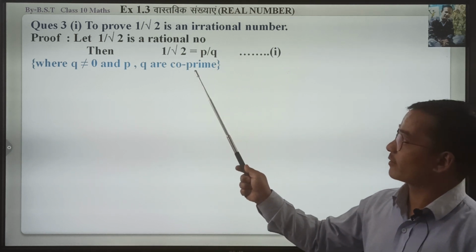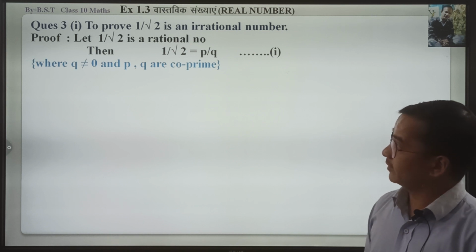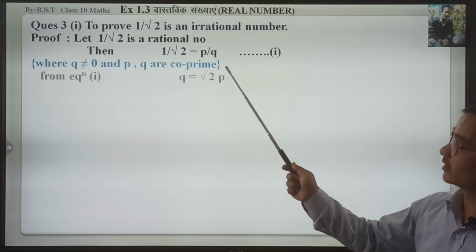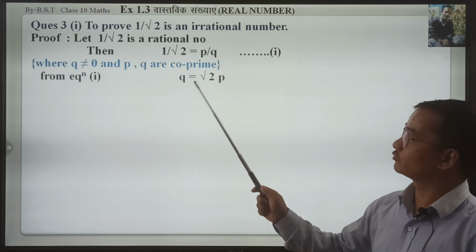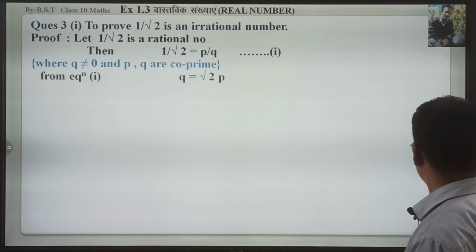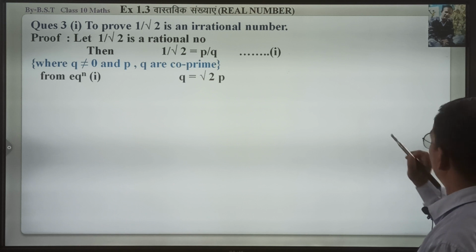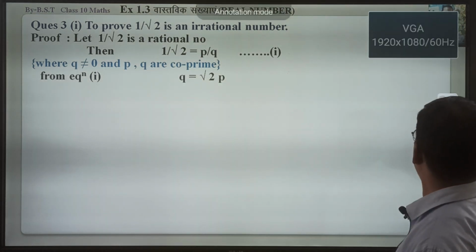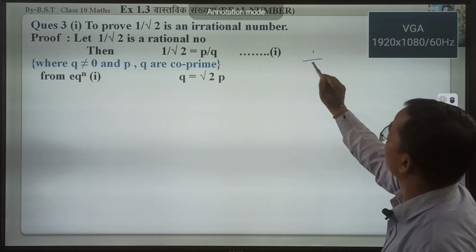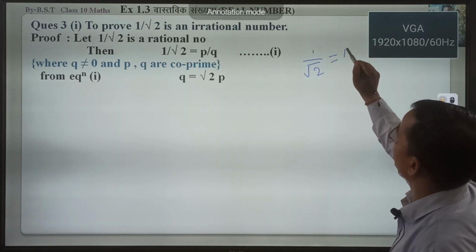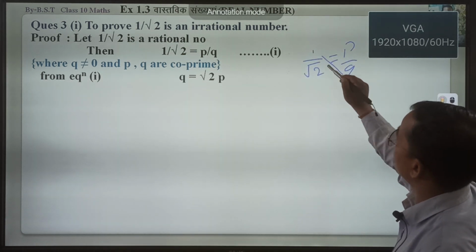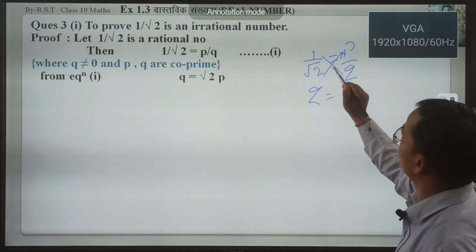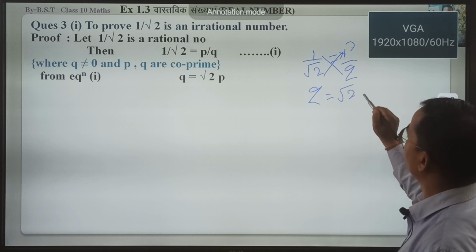So these are co-prime numbers, and from equation 1, when we cross multiply, finally we get q is equal to root 2 p. Students, you know very well, 1 upon root 2 is equal to p upon q. When we cross multiply this, finally we get q is equal to root 2 p.